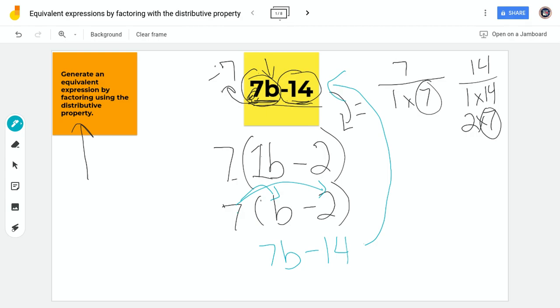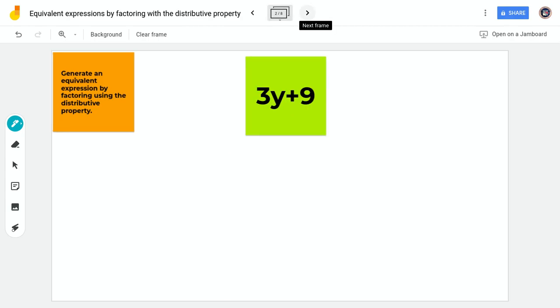Let's try another example. Same directions. I'm going to switch colors. We'll go with, I don't know what that is, orangey. So looking at these two terms, I have 3y and I have 9. Well, there's no y in both. There's no 3 in both, but a 3 is a factor of 9.